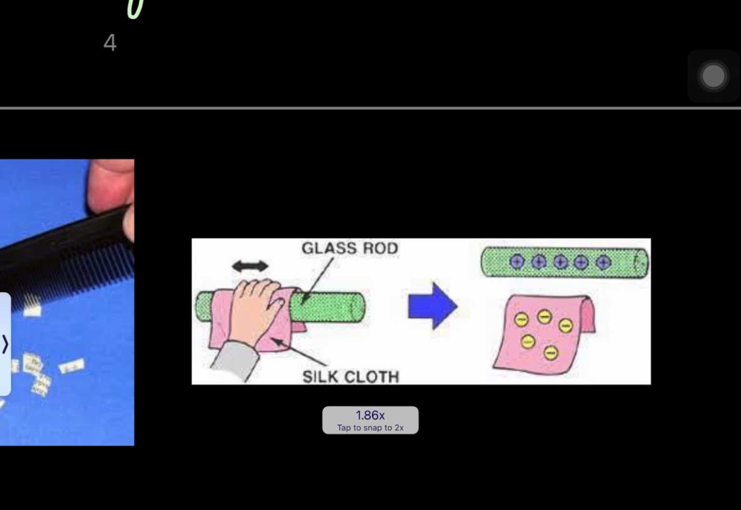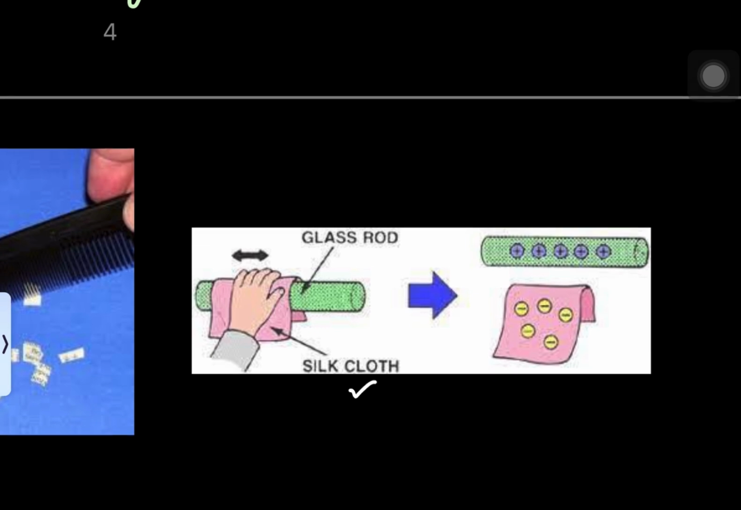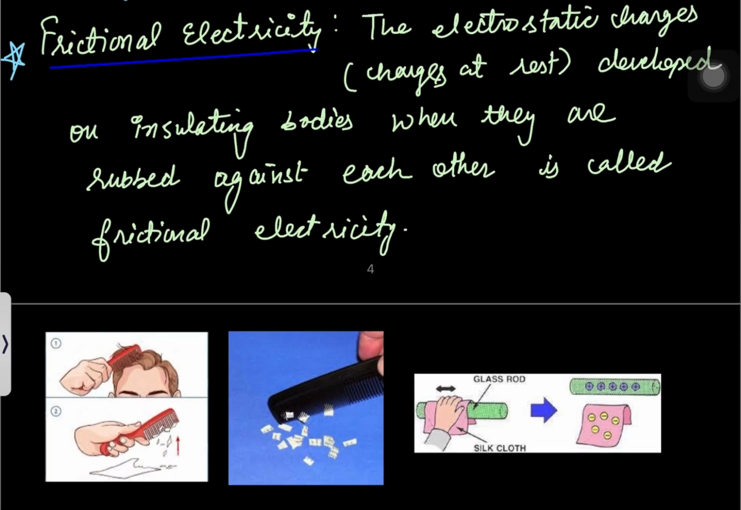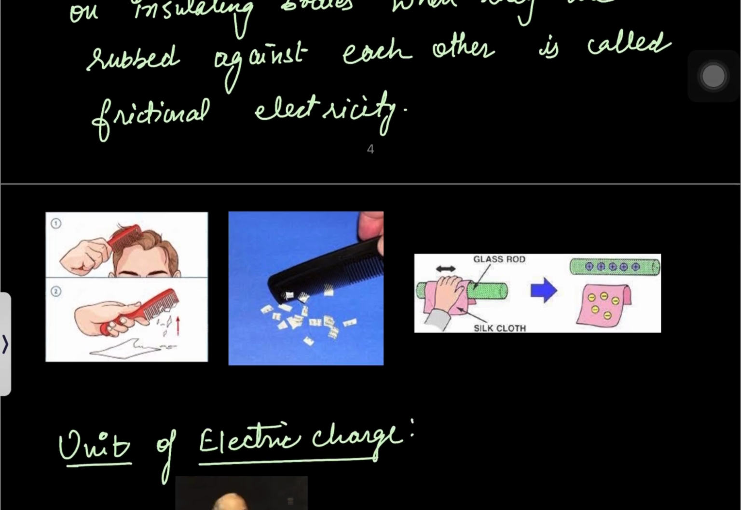Similarly, if I talk about the glass rod and the silk cloth, if we rub the glass rod with the silk cloth, then we can see both are insulators, but they acquire frictional charges. Likewise, the glass rod acquires the positive charge and the silk cloth acquires the negative charge. So this is the concept of frictional electricity which we will use in this particular unit.